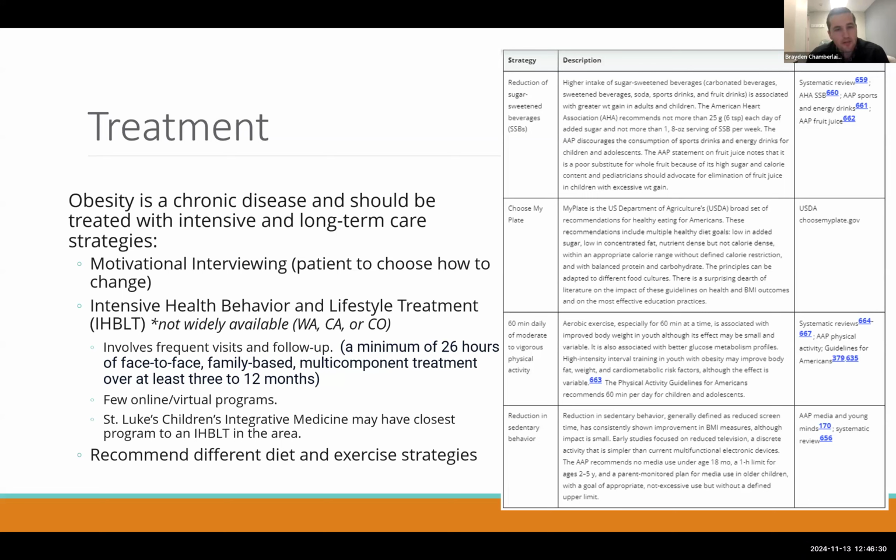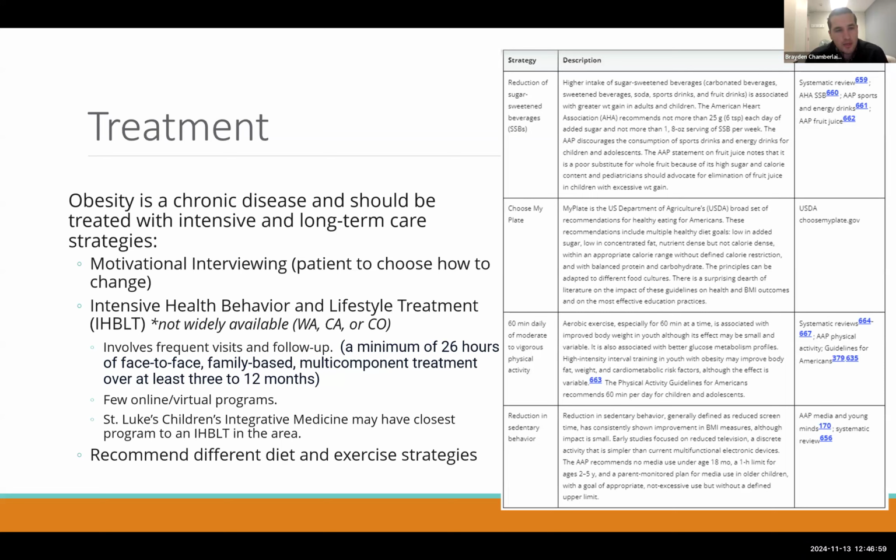The closest thing we might have here in the Treasure Valley, though, is the St. Luke's Children's Integrative Medicine program. Again, no affiliation, no money I'm getting from this, but I just want to throw it out there that from what I've seen, this is probably the closest program that we have in the Valley. And I've heard from at least a couple people some good responses to that program as far as managing weight is concerned.